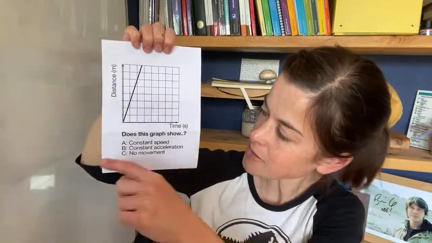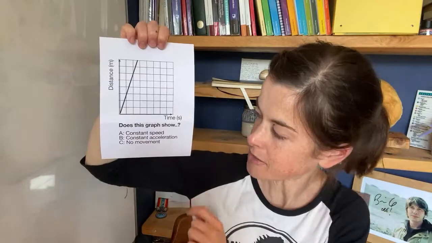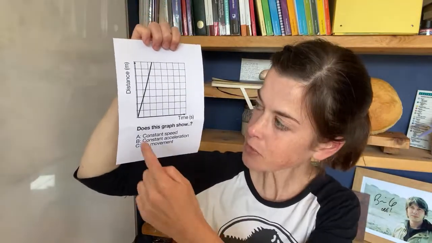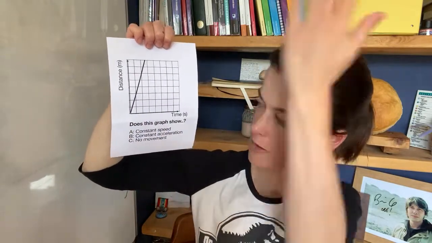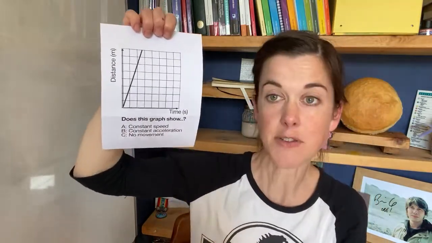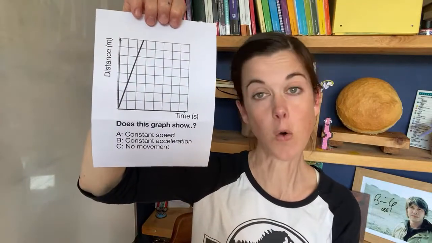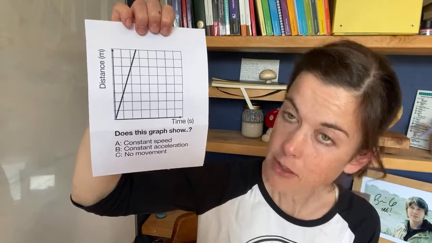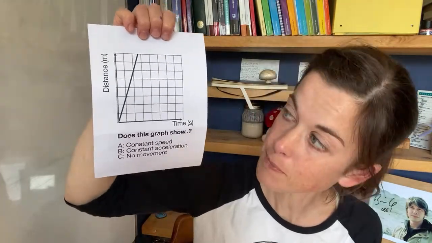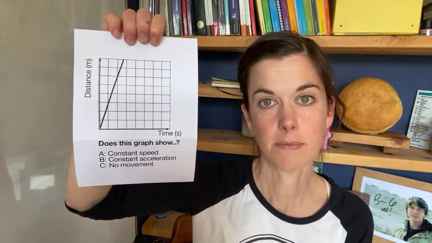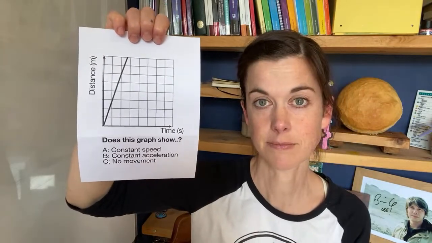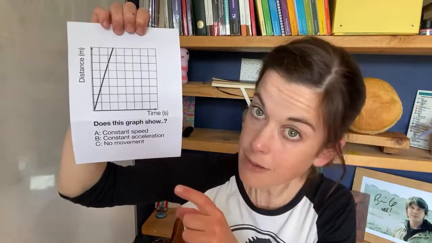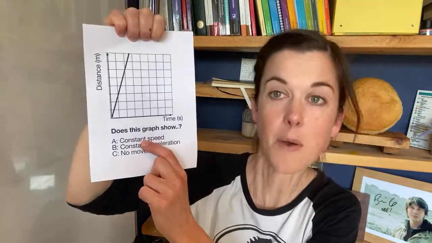You've got a distance time graph. Distance is always going to be on the y-axis and time's on the x-axis. Does this graph show, so you've got a steep diagonal line going from 0 upwards diagonally, constant speed, constant acceleration or no movement? It's a distance time graph. The answer is, have you got it? Constant speed. It's going at a constant speed.